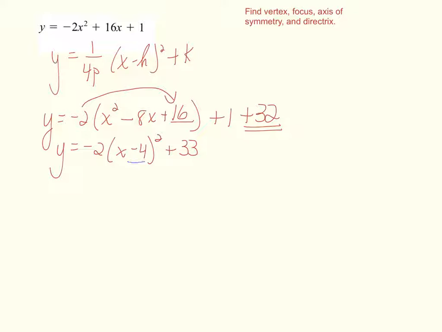So now I can see that here's where I'm going to get the h, here's where I'm going to get the k. That means that my vertex is going to be 4, 33.